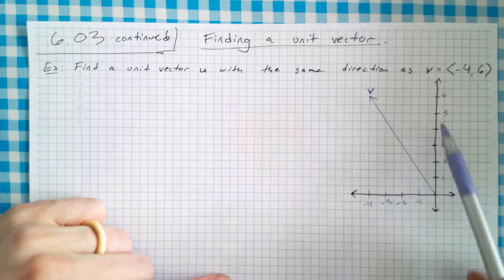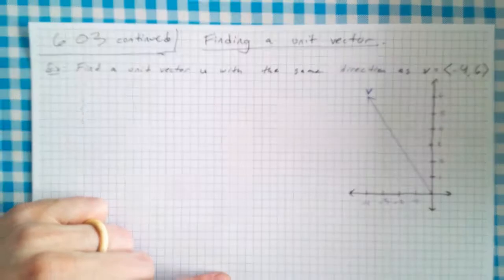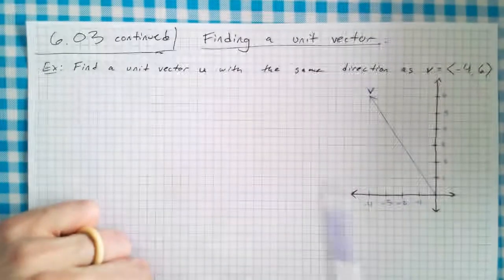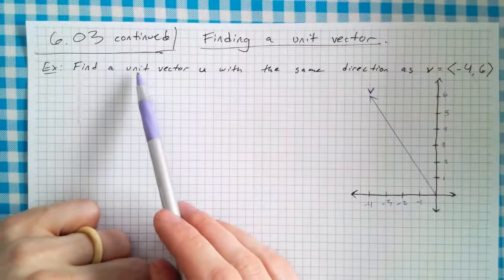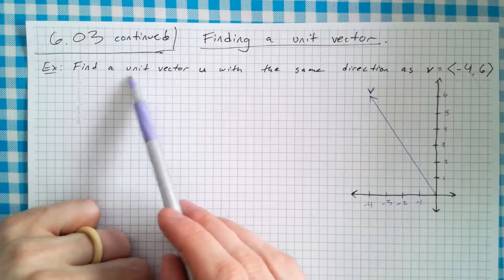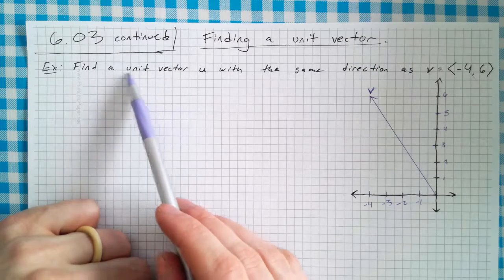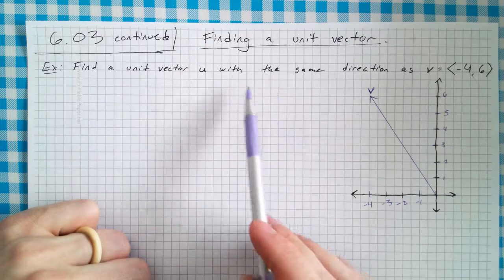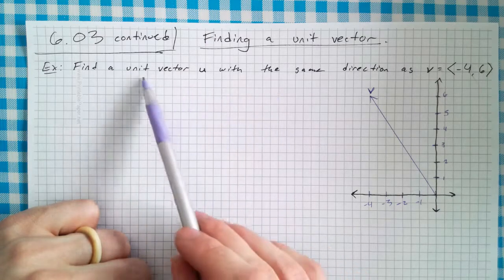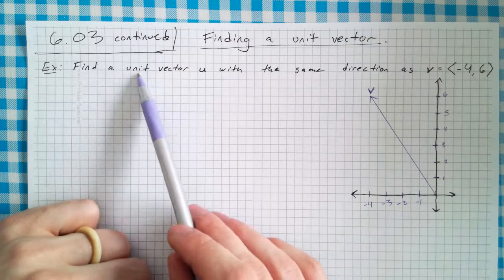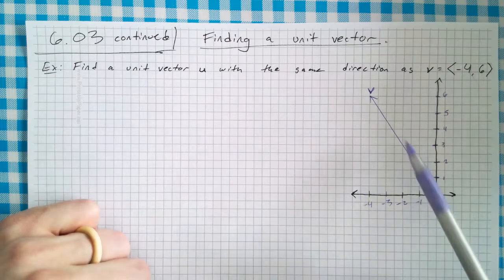Here I've drawn that vector, -4, 6. Notice I've doubled my scale to make it easier to see. So what is a unit vector? Well, it's in the name, unit. Unit means one, like in Spanish, uno, right? That prefix means one. So we want to find a vector that has a magnitude of 1. This vector obviously doesn't have a magnitude of 1.